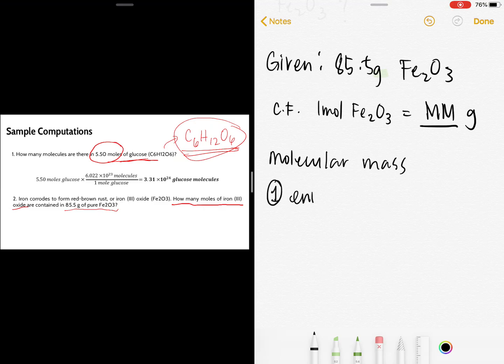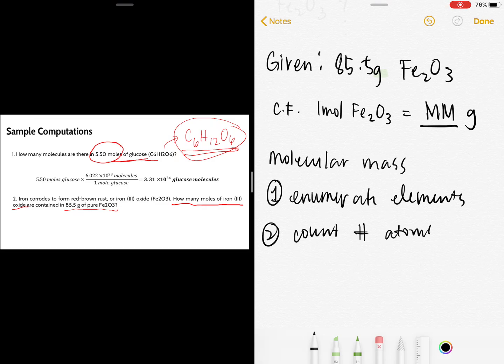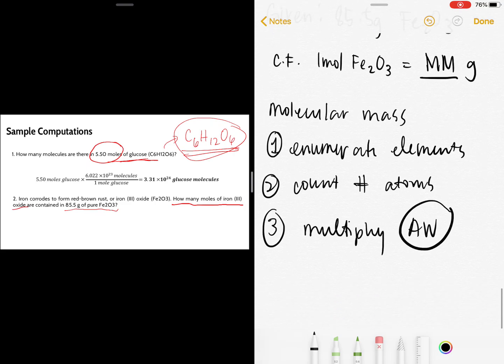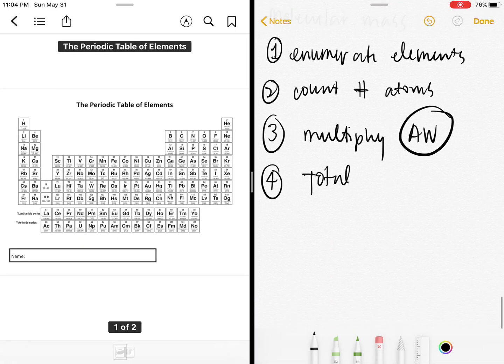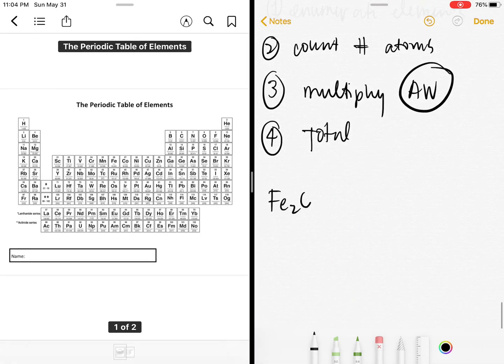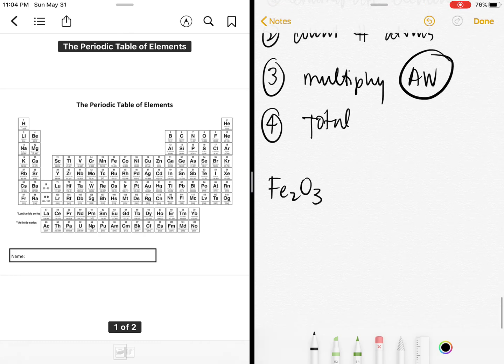The first one is enumerate the elements. The second step is count the number of atoms. Third step, multiply with the atomic weights. Saan galing yung atomic weights? Sa periodic table. And number 4, get the total. So, kunin natin ngayon yung molecular mass ng ating ferric oxide. So, let's bring out the periodic table. Ayan. So, get the molecular mass of ferric oxide or iron 3 oxide.